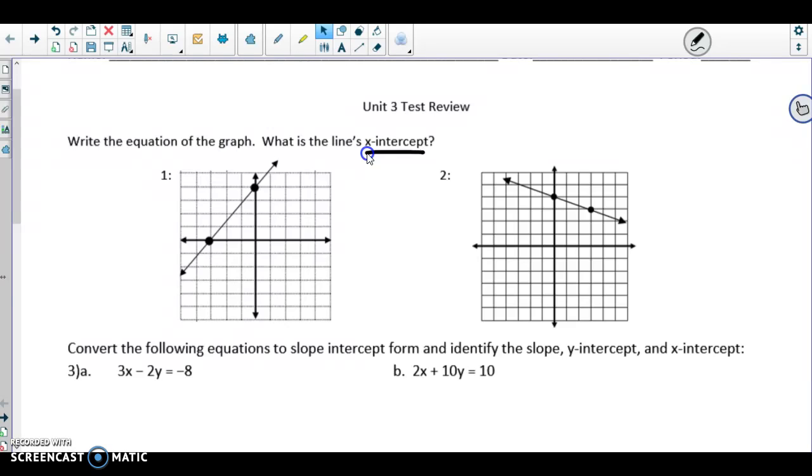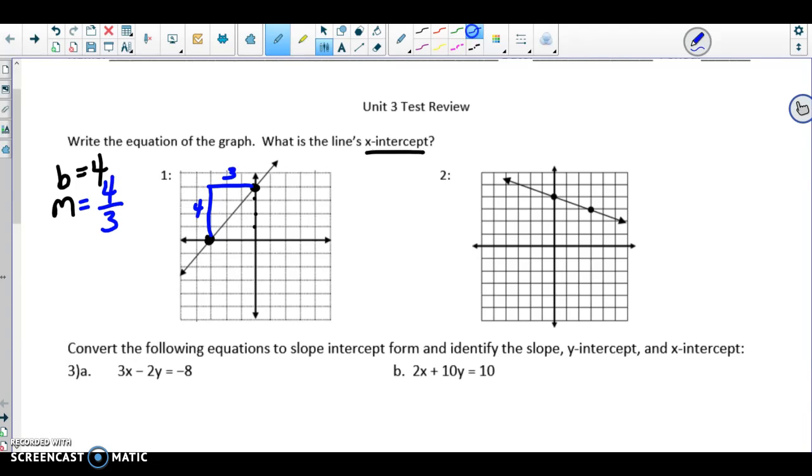So if I take a look here, I have a y-intercept at 1, 2, 3, 4. So my b is equal to 4. My slope, in order to write my equation, those are the two things I need. I need slope and y-intercept. To get from this point here up to this one, I go up 4 over 3. So my slope is 4/3.